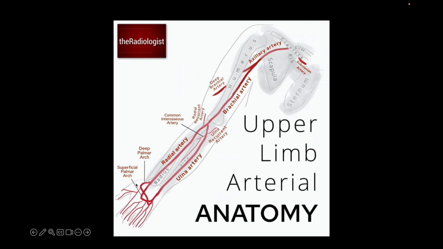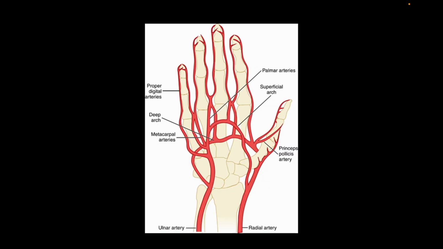At the wrist, they become the superficial and deep palmar arches, which then give off the digital arteries, and that's all you need to know in the hand. Again, in the hand, the ulnar and radial arteries give off the deep and superficial palmar arches, which then give off the digital arteries, which go along both sides of the fingers.